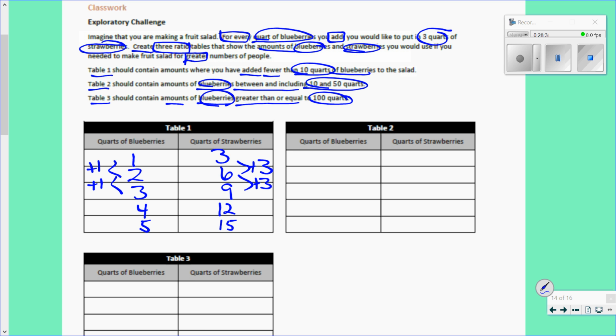Yes, Logan. I'm sorry? No, because table 2 gave us different directions. Table 2 says I have to do between and including 10 and 50 quarts. So you're very specific on that one, right? So where do I need to start table 2? 10. And it has to end at 50, because that's what my directions told me. Again, we must follow directions. Back to day 1 in class when we gave you that directions test. The importance of reading and understanding all of it. So if I have 10 quarts of blueberries, how many quarts of strawberries do I have, Gabriel?